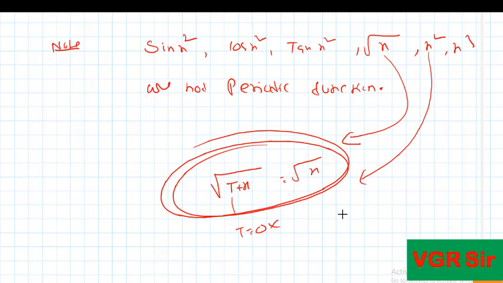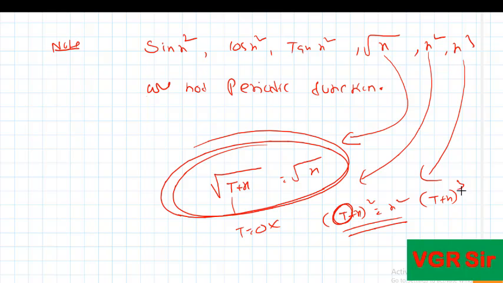Somebody will ask, how sir? Just to write the definition, t plus x whole square should be equal to x square. What happened to t? t is only 0. That's why this is not a periodic function. Somebody will ask, how sir? t plus x whole cube equal to x cube. When this happens, only t equal to 0 makes it true. So t is 0, which is not a positive real number. That's why these all are not periodic functions.